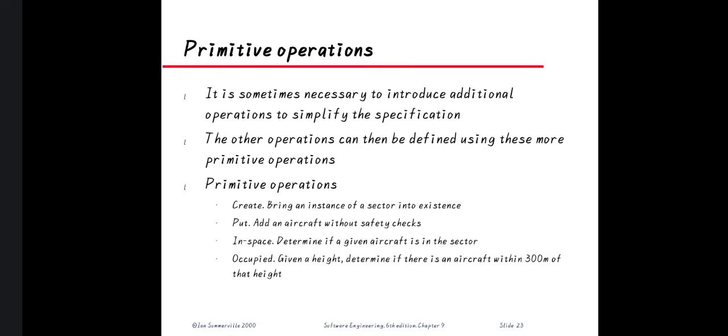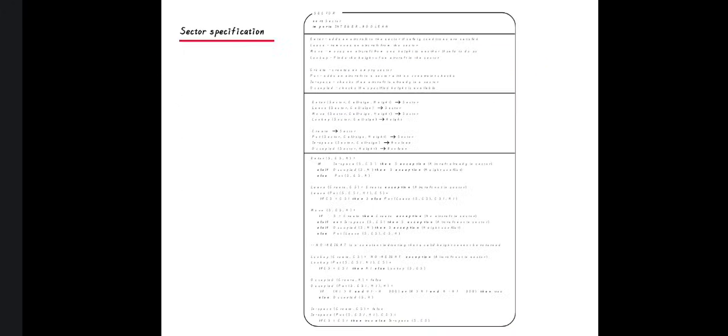Primitive operations. It is sometimes necessary to introduce additional operations to simplify the specification. The other operations can then be defined using these more primitive operations. Primitive operations: create, bring an instance of a sector into existence; put, add an aircraft without safety checks in space; occupied, determining if a given aircraft is in the sector; in space, given a height, determine if there is an aircraft within 300 meters of that height.